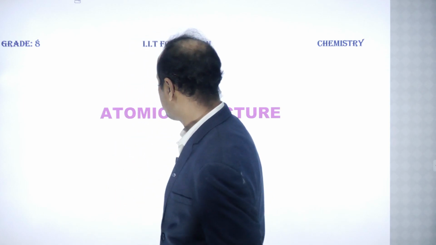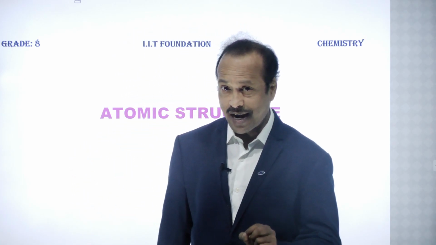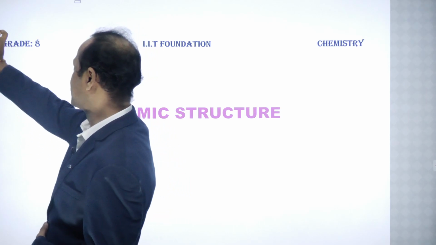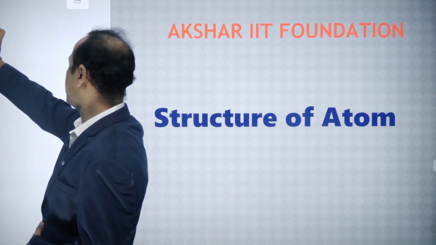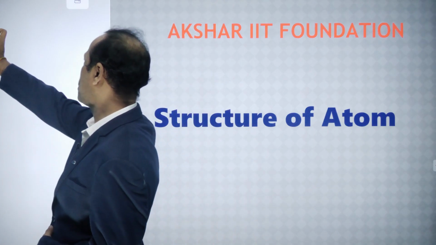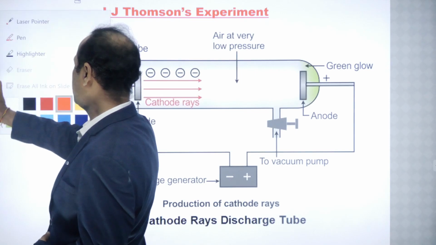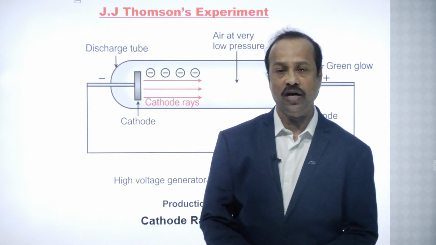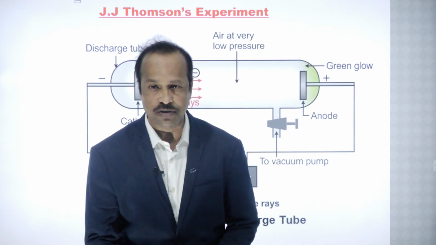Already we started the chapter atomic structure, right? And in this chapter we already started and discussed the Dalton's atomic theory and its drawbacks, right? So today we are going to discuss J.J. Thomson's atomic model. Before going to that, first let's start with J.J. Thomson's experiment, right students?